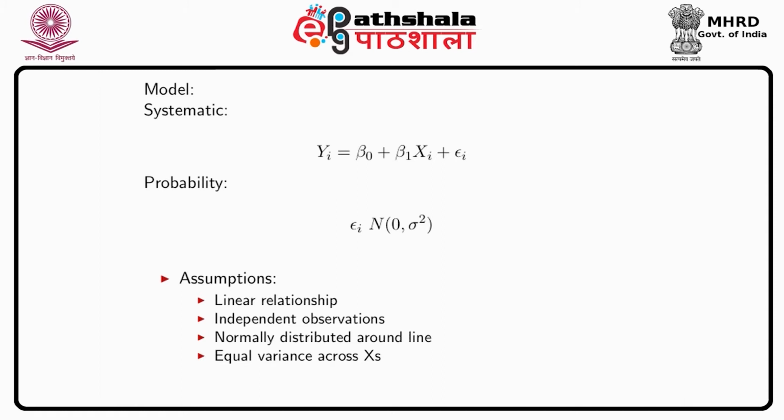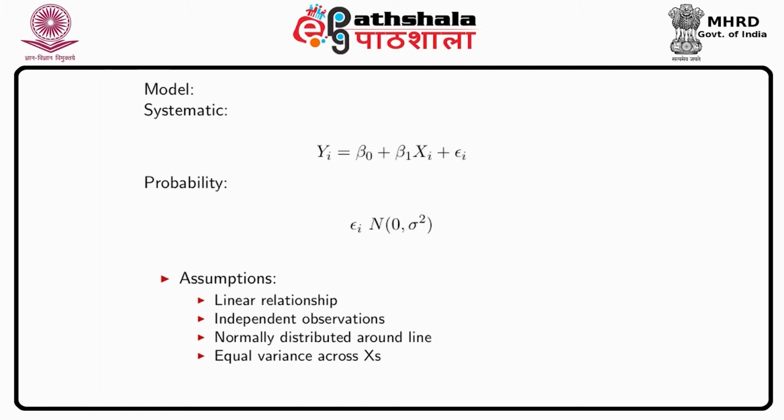The third assumption is that the error terms, which is the probability part of the model or the random part of the model, are normally distributed, and the normal distribution has a mean 0 and variance sigma square. And the fourth assumption is in terms of these variances. We assume that for the error term which follows a normal distribution, the variances are all the same across the different observations. In other words, sigma square happens to be the variance for all the epsilon i's or the errors.